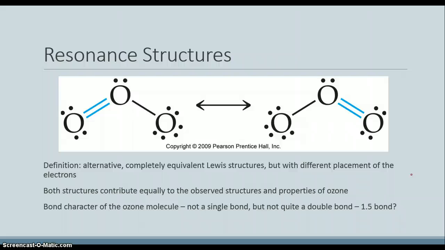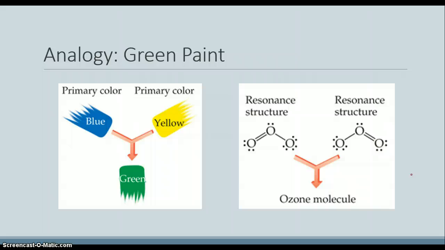Now, to kind of picture that, let me give you an analogy. First of all, let's go ahead and look on the left side with our primary colors. Blue and yellow make green. That's nothing new. Blue has its own identity. Yellow has its own identity. But when mixed together, it makes green, which again is its own identity. So green, again, is an average of the two. But you should also recognize that it's not like green sometimes is blue and sometimes is yellow to make green. No, green is green. So in the same way, the ozone molecule isn't sometimes in the resonance structure that has a double bond on the left and sometimes in the one that has a double bond on the right.